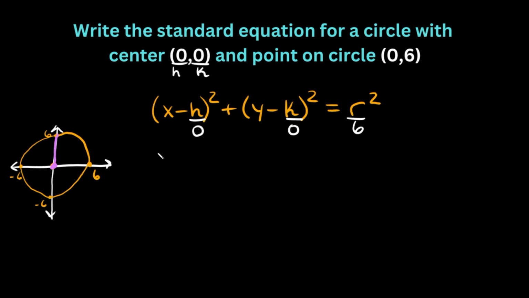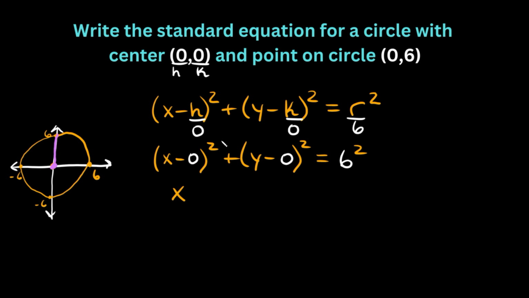So here, first of all, we're going to have (x - 0)² + (y - 0)² = 6². All right, now x minus 0, that's just equal to x. So we're just going to have an x right here, and again, that's squared. Plus y minus 0 is just y, and that's also squared. And that's equal to 6 squared, which is 36. All right, this is as simplified as we can write this. So our final answer is simply x² + y² = 36.